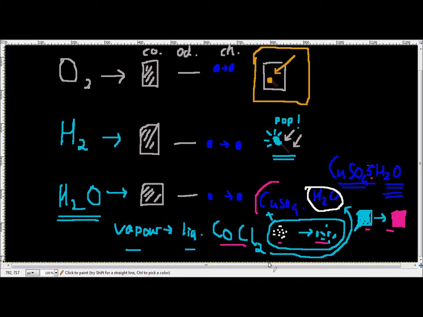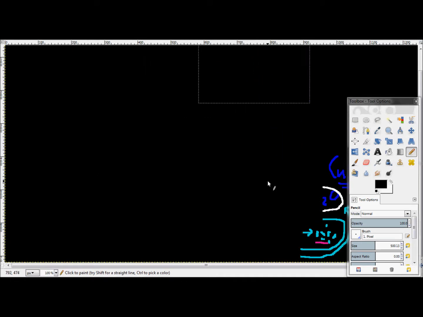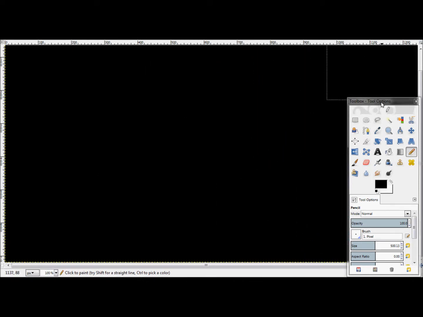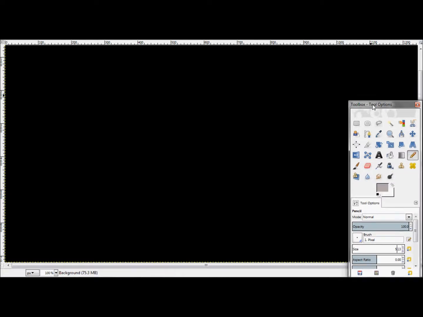So now I'm just going to erase this. Okay, so after this we'll be moving on to a few acidic gases. Just note that all these three, H2, O2 and H2O, so far, were all neutral gases. Okay, so now moving on to the first acidic gas, that would be carbon dioxide, CO2.